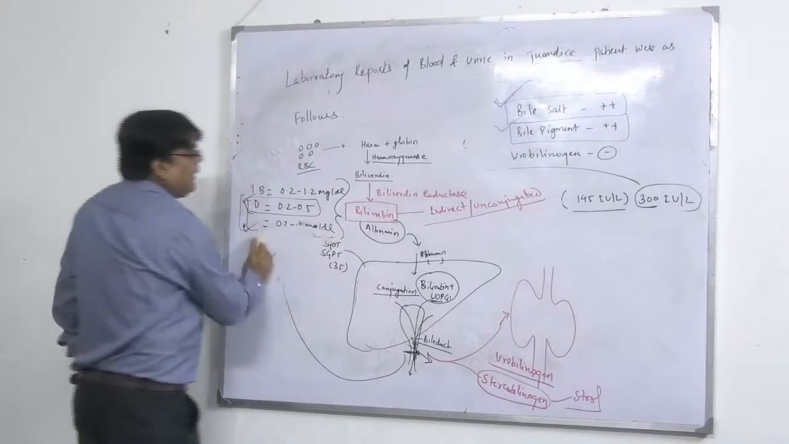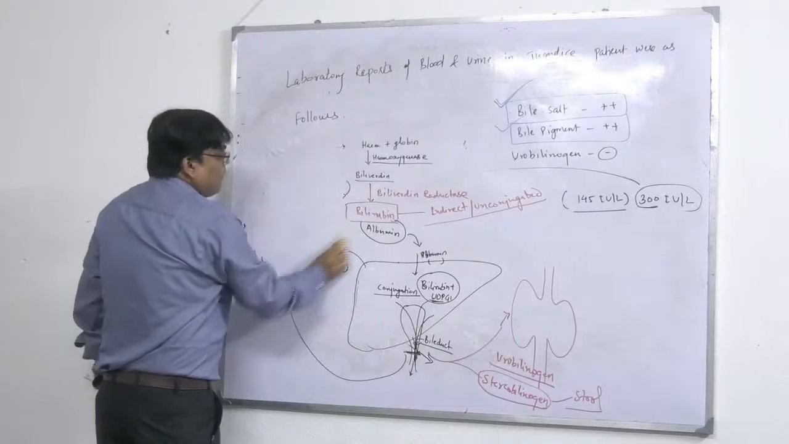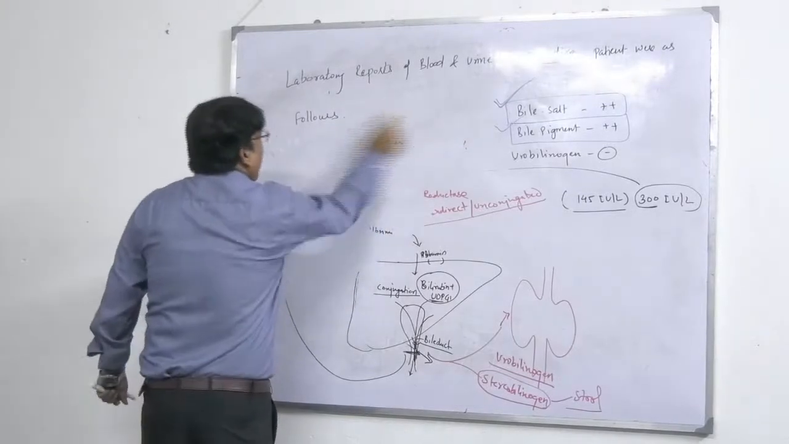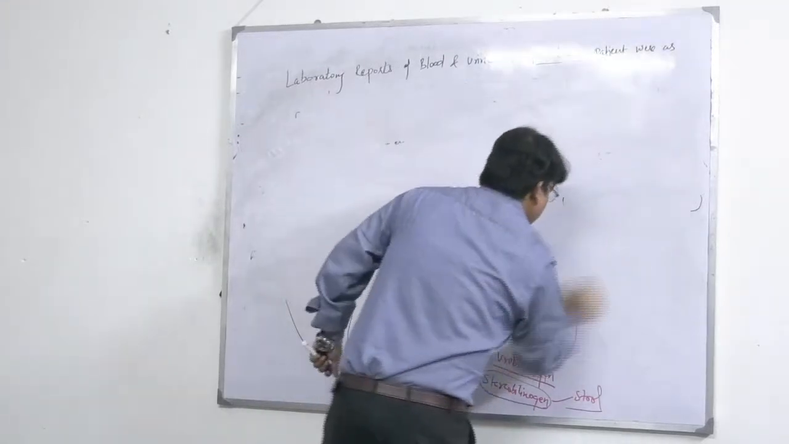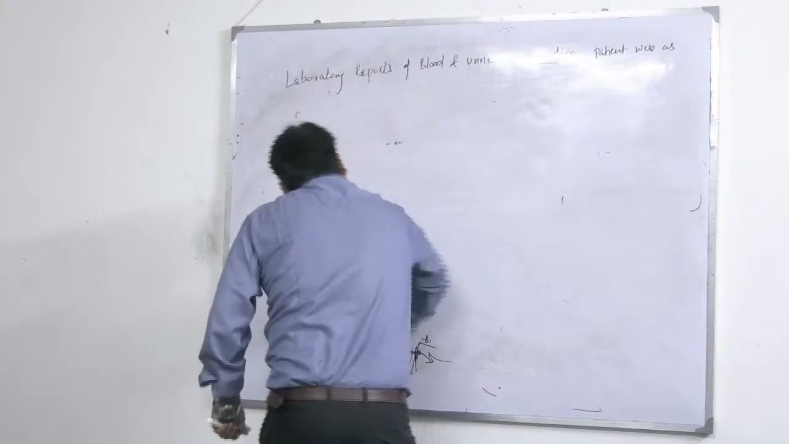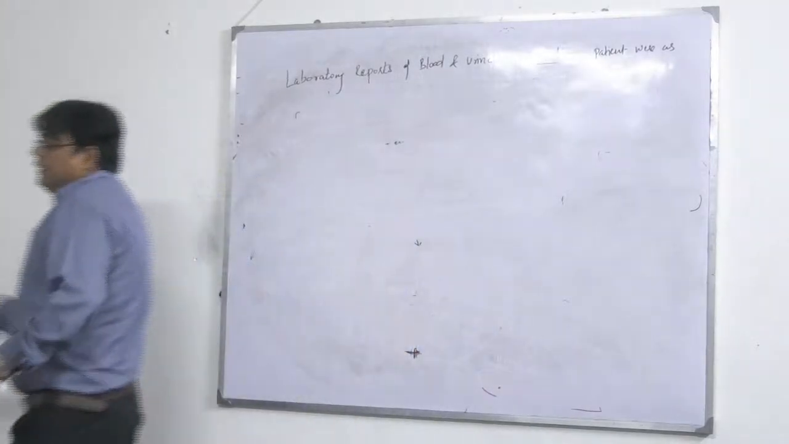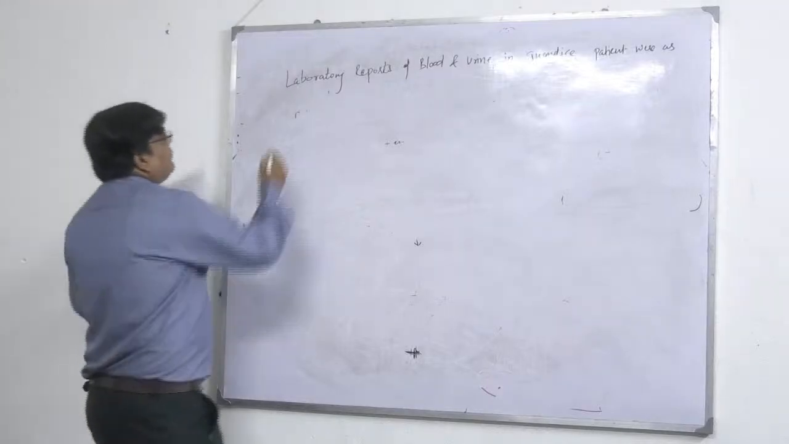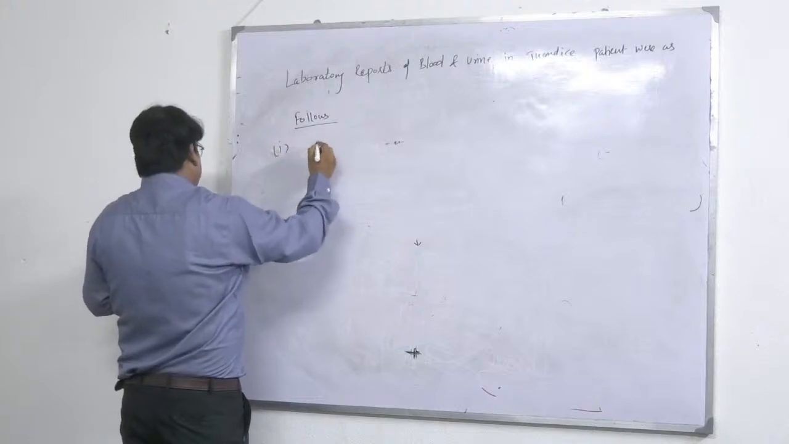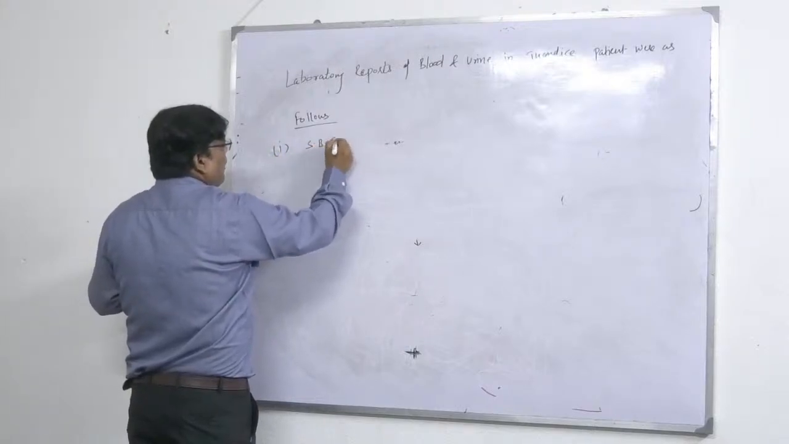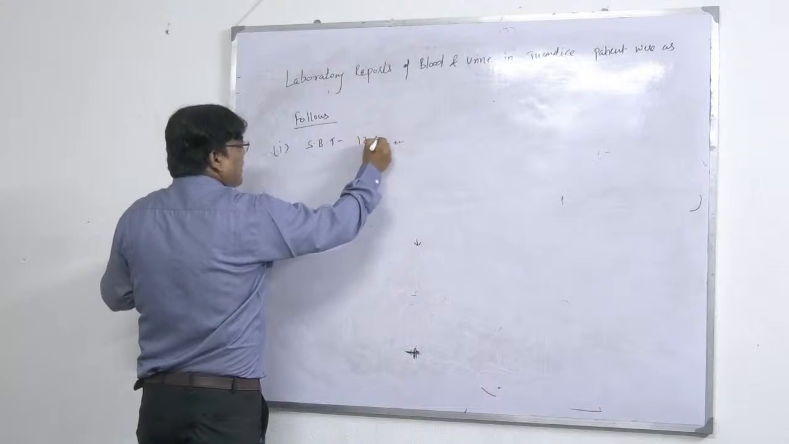Now what happened in prehepatic? Now in the second case, see the case and give the answer. First is serum bilirubin total, that is 12.6 mg percentage.